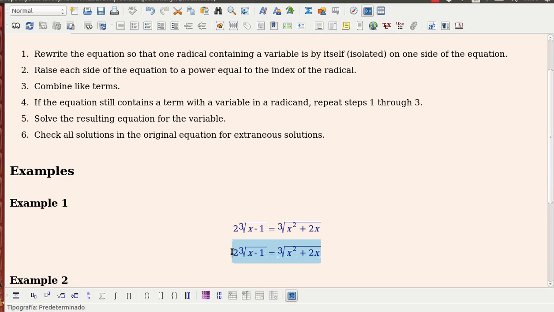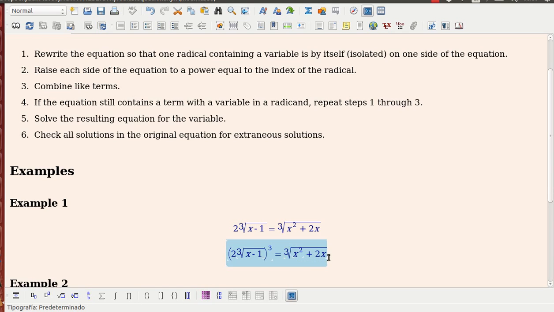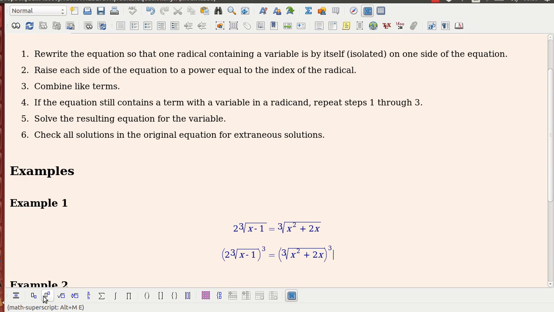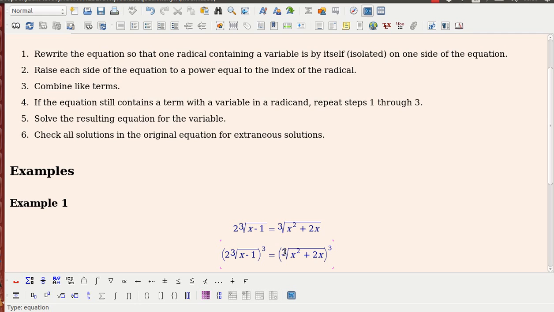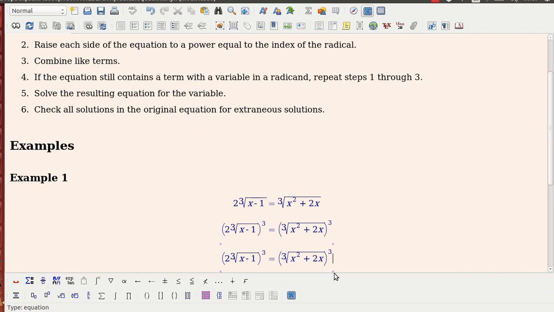Now we have to apply the second step. We're going to raise the equation to the index of the radical, 3. Raise it to the third power. As I told you, this means we're going to get rid of the cubic root. On this side of the expression the cubic root is gone, so we have x squared plus 2x.